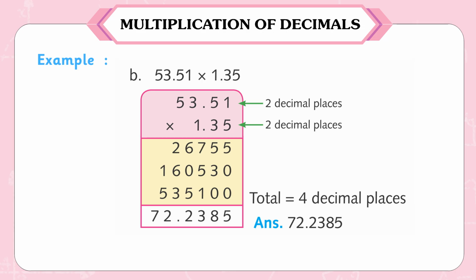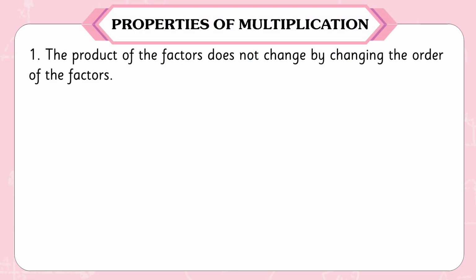B. 53.51 times 1.35. 53.51, 2 decimal places, times 1.35, 2 decimal places. 26,755. 1,60,530. 5,35,100. 72.2385. Total is equal to 4 decimal places. Answer 72.2385.